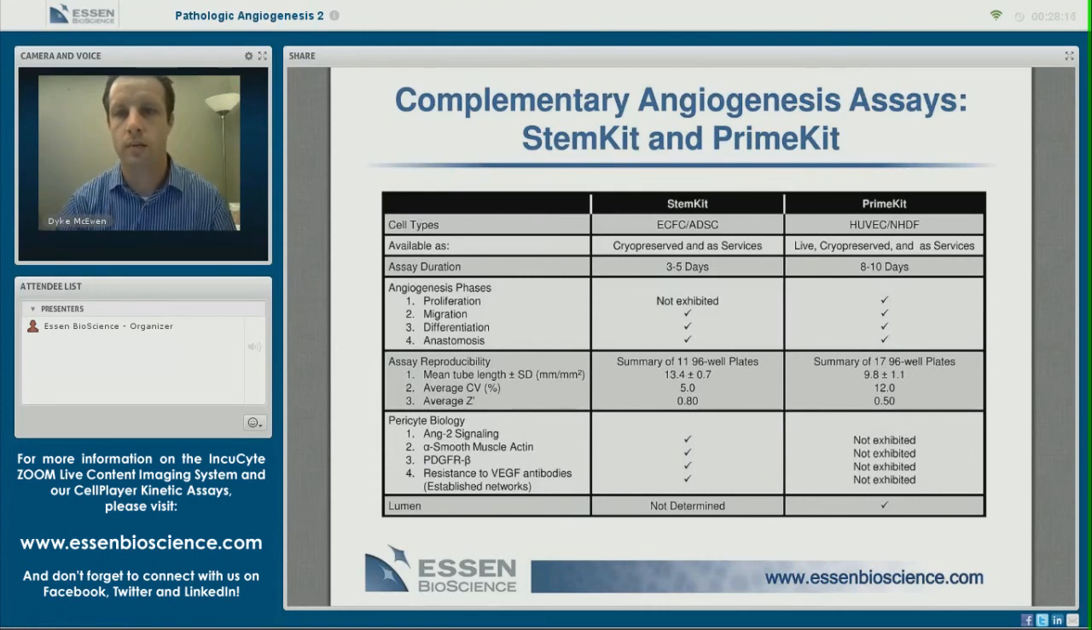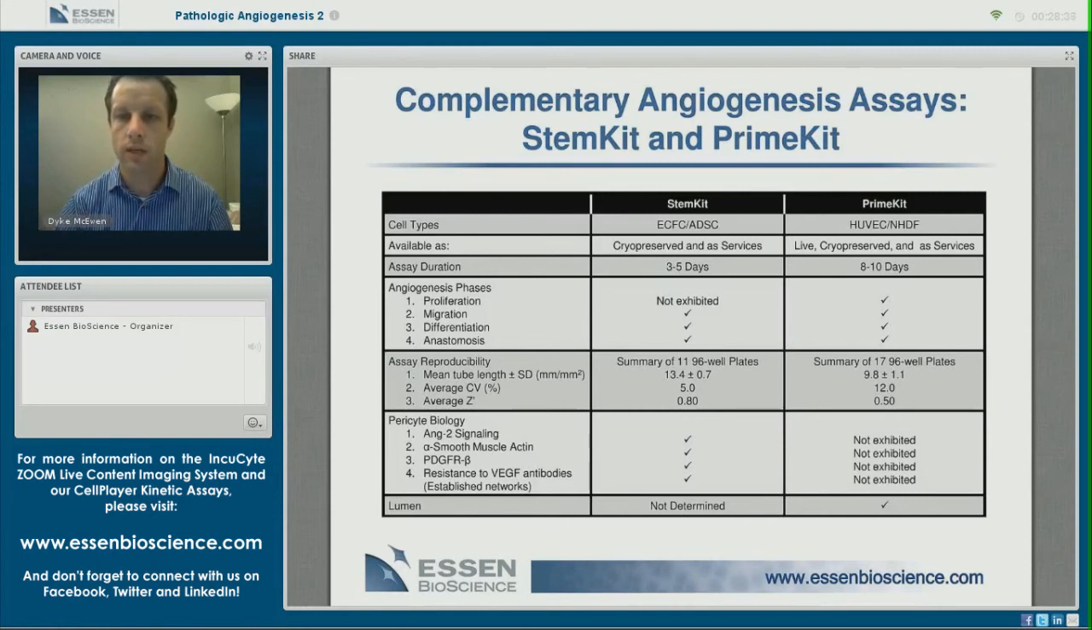So here's a side-by-side comparison of our two approaches. I've already spoken to the cell types that are involved in our STEM kit and prime kit. Both of these kits are available as cryopreserved kits that we would ship to you, and you would set them up in-house. Or you can, if you would like, send your compounds to us, and we will be happy to run the assay here in-house as a service.